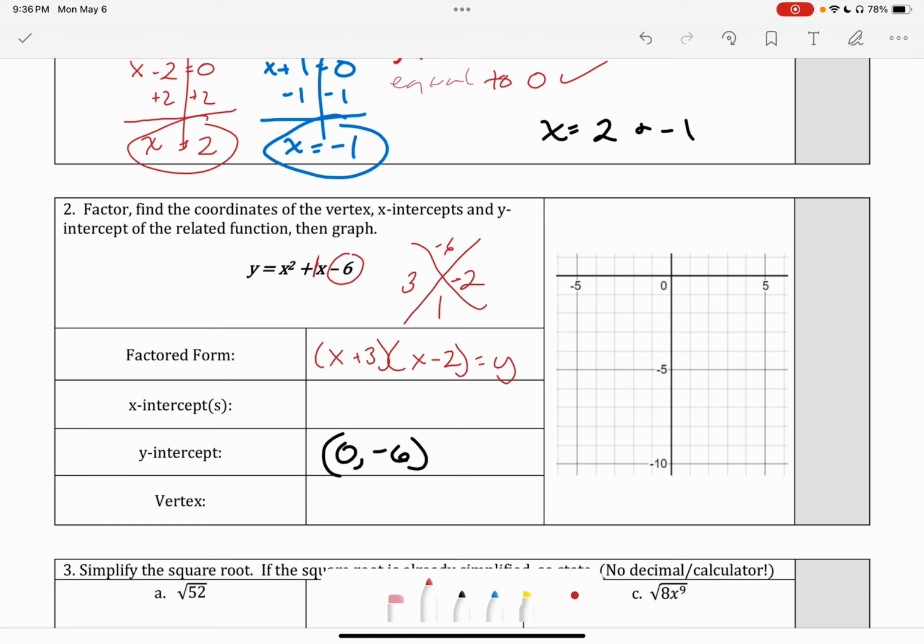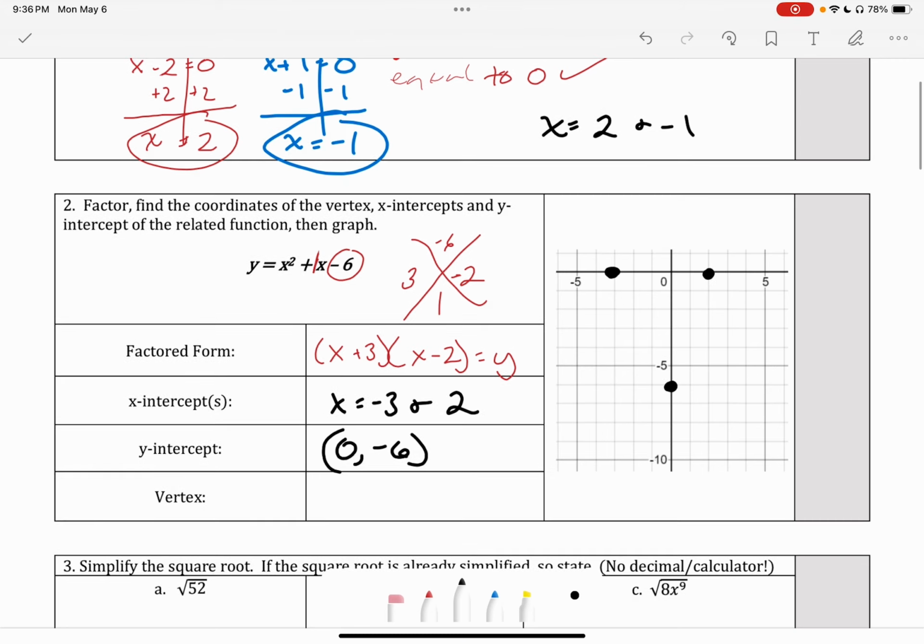If we do the work that we just did up above to find the solutions from factored form, we would take our x plus 3, set it equal to 0, which would give us an answer of x equals negative 3. And we would do the same thing with x minus 2. We'd set that equal to 0, and we'd get our other solution at 2. So if we're graphing this, we've got our solutions here. We've got a y-intercept there.